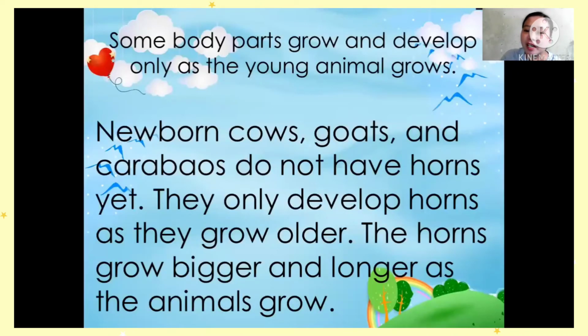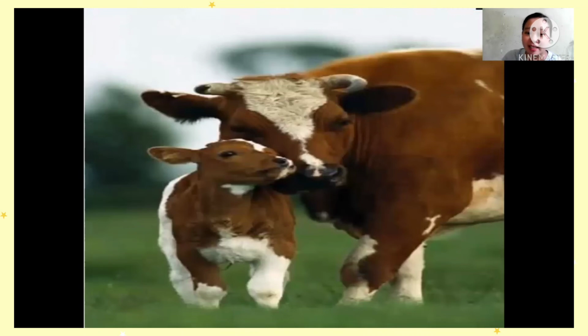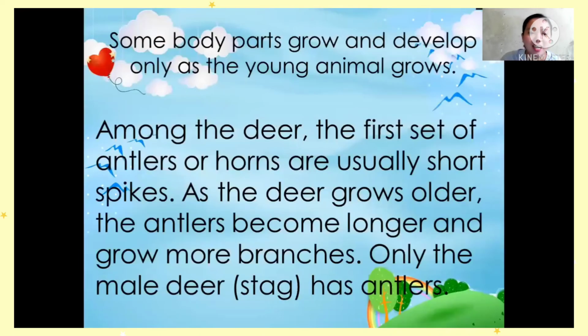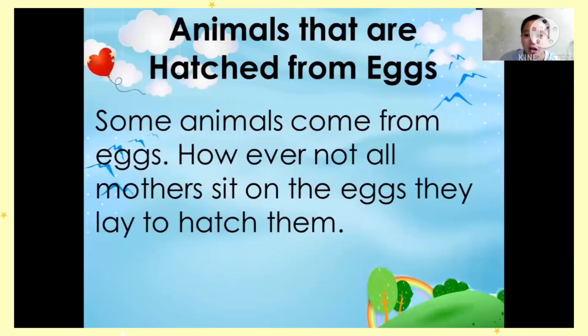Okay? Newborn cows, goats, and carabaos do not have horns. They only develop horns as they grow, like this and this and this. Okay? And for the deer, the first set of antlers or horns are usually short spikes. And as the deer grows older, the antlers become longer.